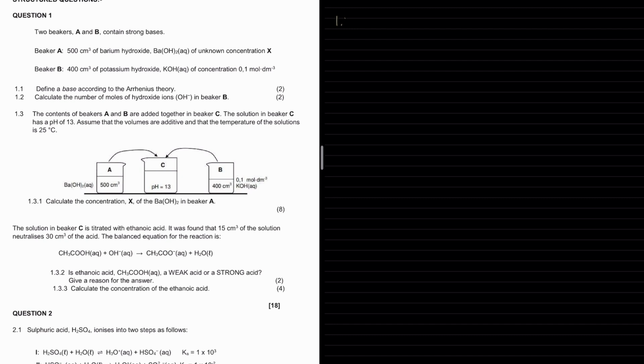So quickly, I'm going to just use the formula. n is equal to c times v. The concentration is 0.1. The volume is 0.4. Remember, 400 cm cubed is 0.4 dm cubed. We've got to do that conversion. And so we'll get 0.04 moles, but this is of KOH.